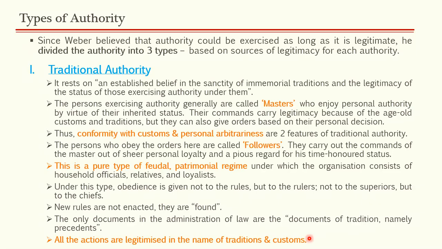Age-old traditions and customs. So as long as it is valid according to age-old traditions and customs, you are a valid ruler, you have a valid authority. And as soon as you lose this validity, as soon as you lose this legitimacy, your authority also gets lost. So moving on to our second type of authority, which is nothing but charismatic authority.